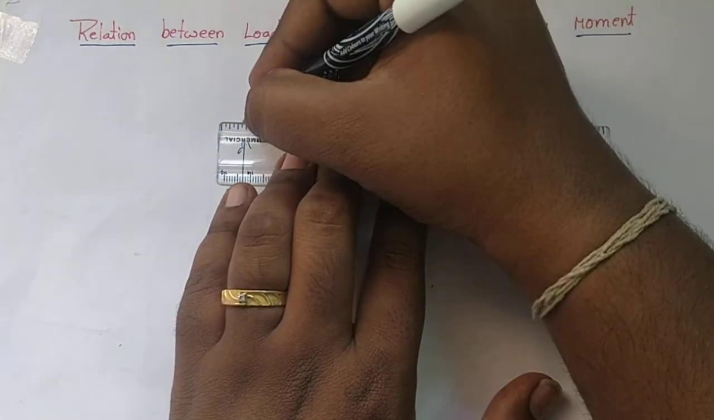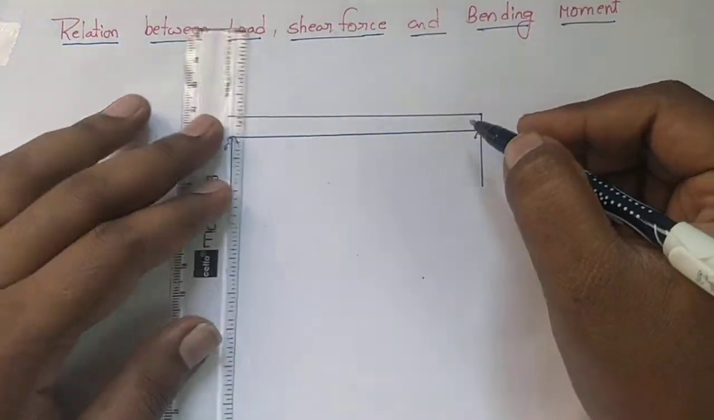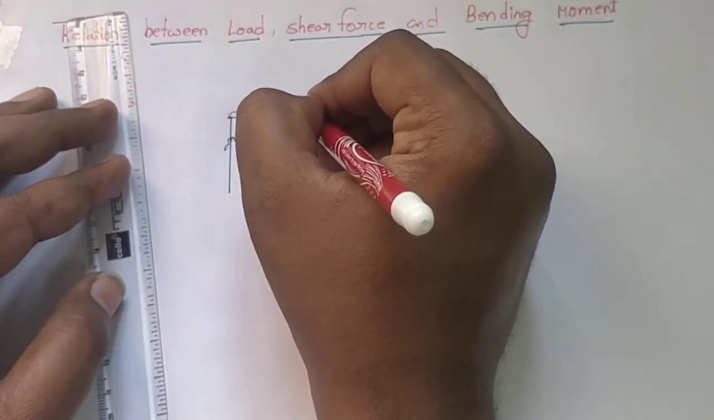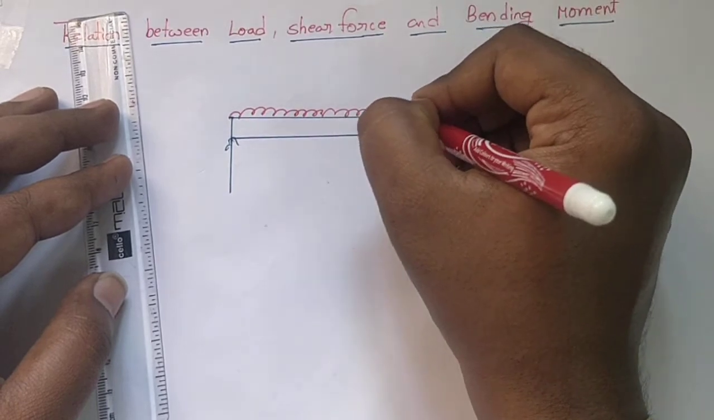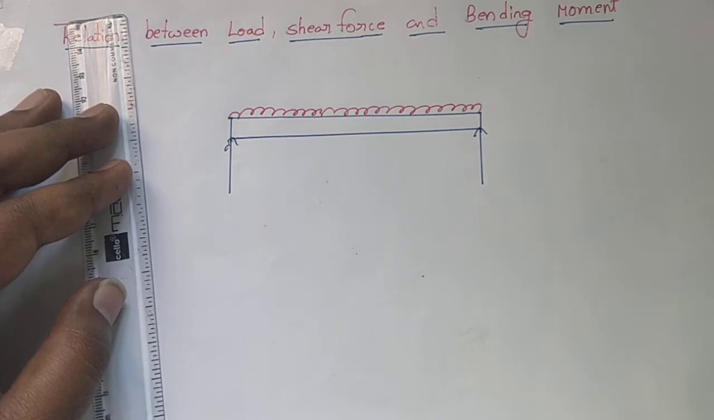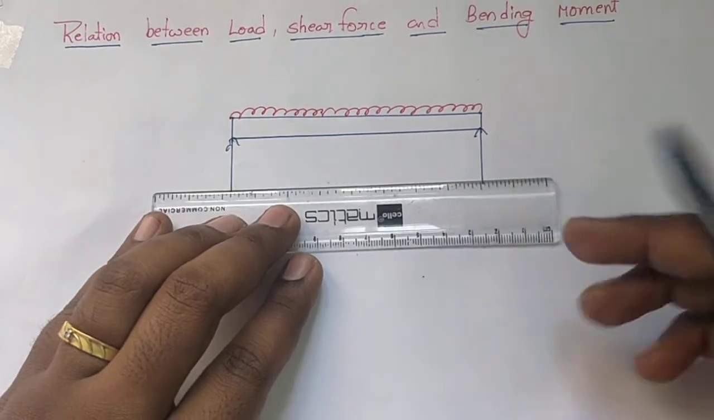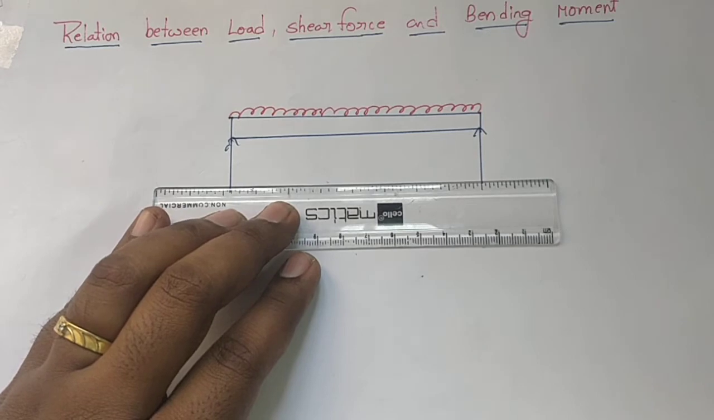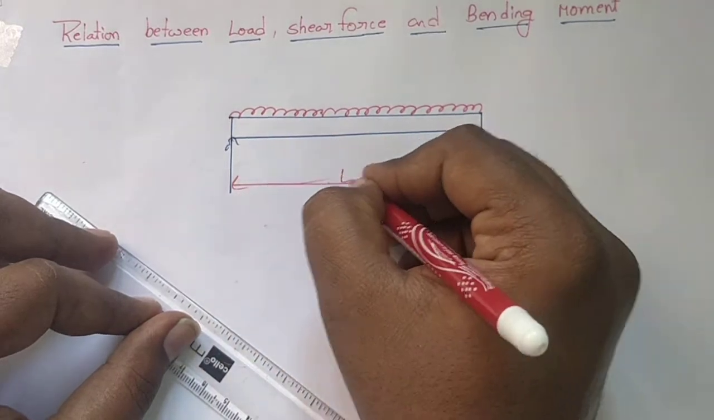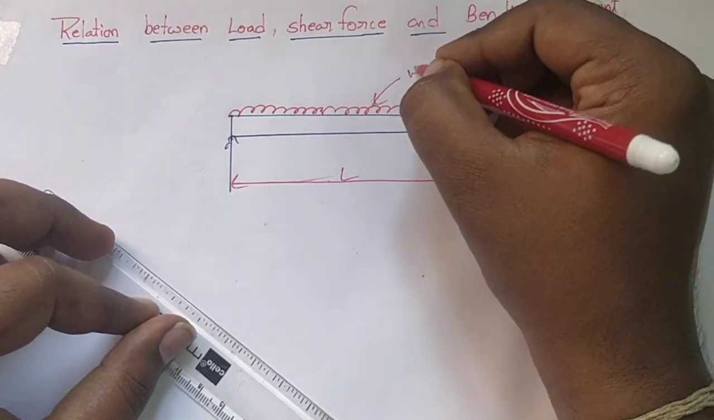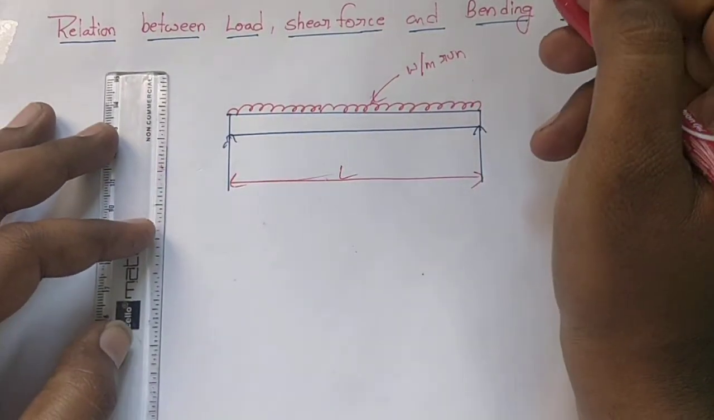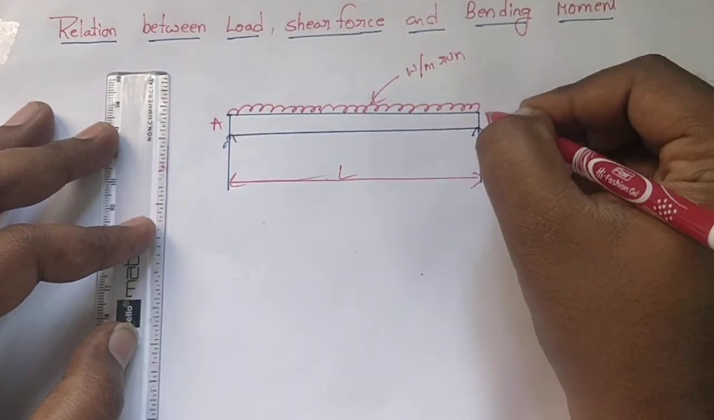It is carrying a UDL load over the entire length. It has some length L. The load is W per meter run. This one is point A and this one is point B.